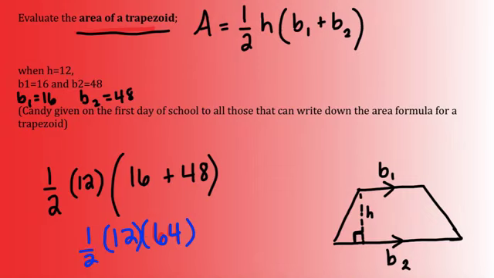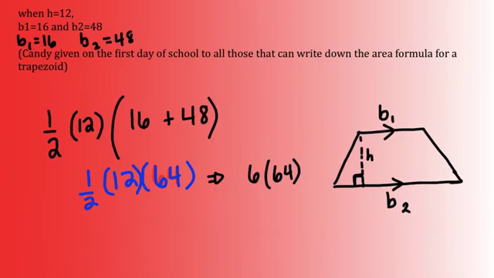All right, so now we can multiply any which way we want. We can use the commutative property. We can multiply 1/2 times 12 or 1/2 times 64. I'm actually going to do 1/2 times 12 because I just think that's going to be a little bit easier. So that's going to give me 6 times 64.